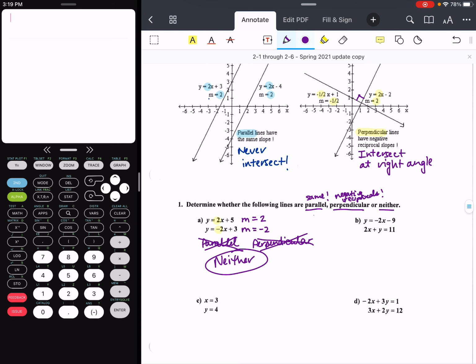All right, for B, my first equation is already solved for y, so I can tell that its slope is -2. For my second equation, I need to solve this for y first to find its slope. So I end up with y equals -2x plus 11. Slope of this line is -2. So comparing -2 to -2, these are exactly the same. This tells me that I have parallel lines.